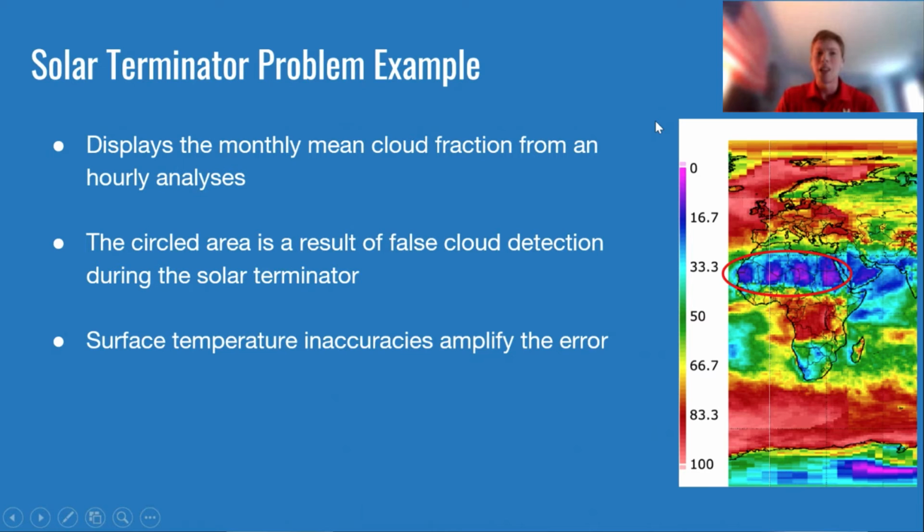So now I wanted to give an example of the solar terminator problem. So this graph on the right here, we're looking at the Sahara Desert, and what it is essentially showing is the monthly mean cloud fraction from hourly analyses. So why the Sahara Desert is so good is because usually there's very low cloud cover, if any, over this area. So when the terminator is passing through, it'll bring with it a lot of false cloud detection. So it'll be easier to see because normally it's clear skies over the Sahara Desert.